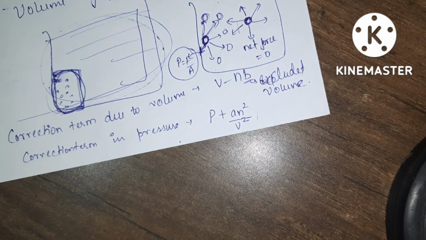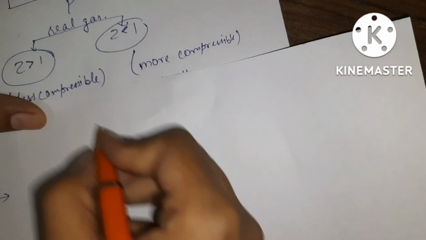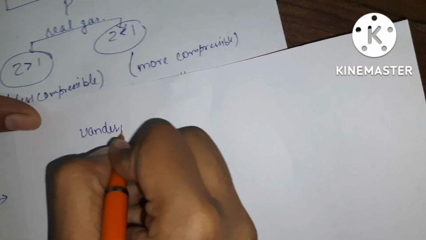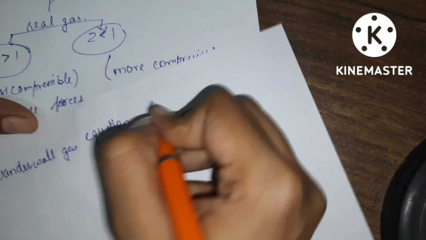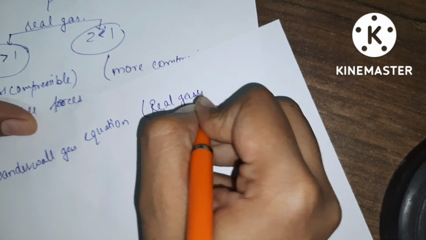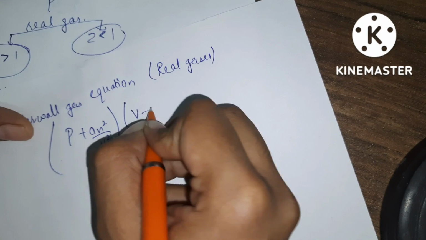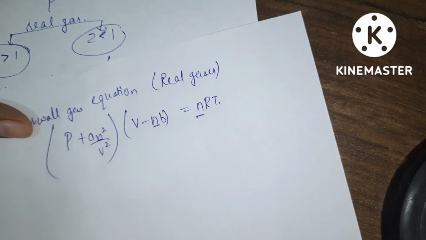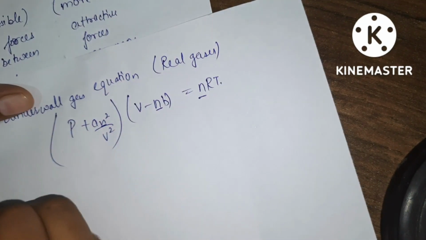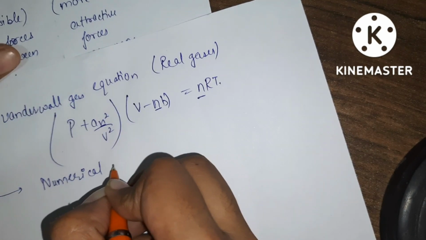Now I am going to move on to the real gas equation, that is the van der Waals gas equation. What is the van der Waals gas equation? It is for real gases only. P plus an squared by V squared, times V minus nb, is equal to nRT, if we are considering the number of moles. Tomorrow we are going to discuss the numerical portion of the van der Waals gas equation.